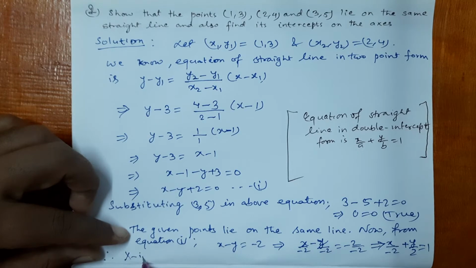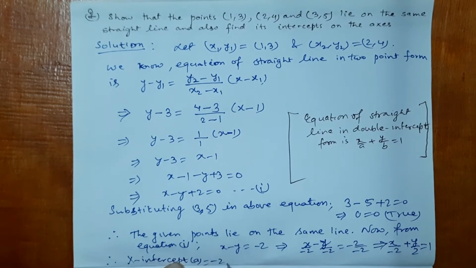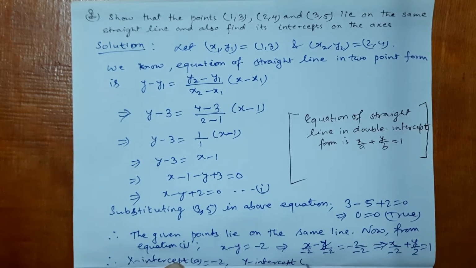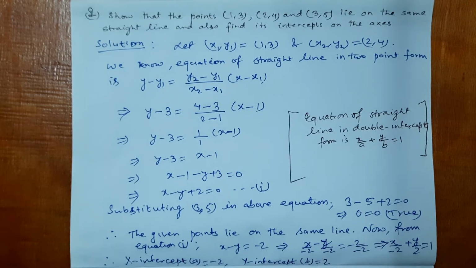Therefore, x intercept a equals minus 2, y intercept b equals 2. In this way, we have found the intercepts on the axis. Okay, both intercepts on the axis we have found. This a and b are the intercepts on the axis. Axes is the plural of axis. So the x axis and y axis taken together are known as axes.